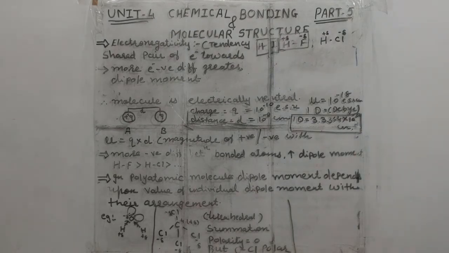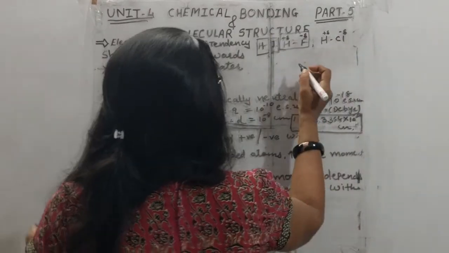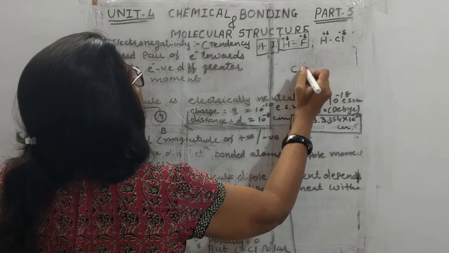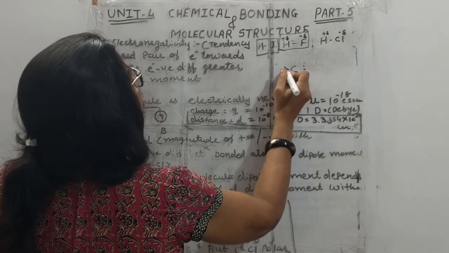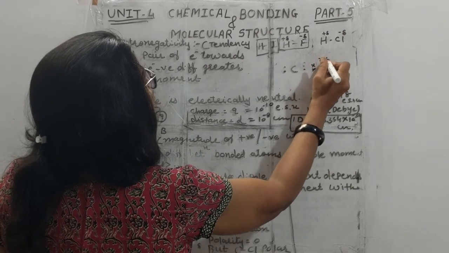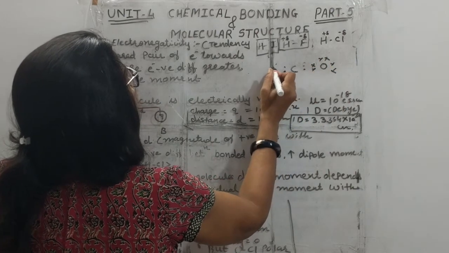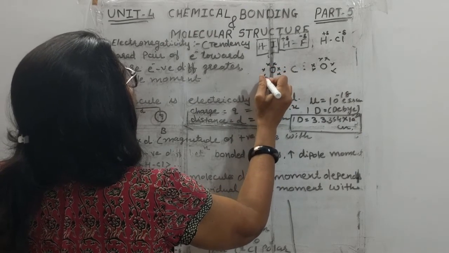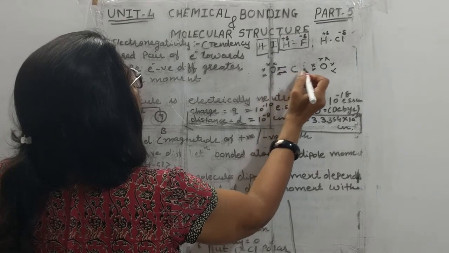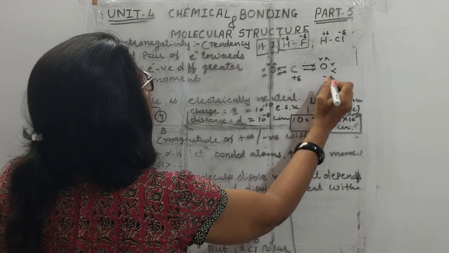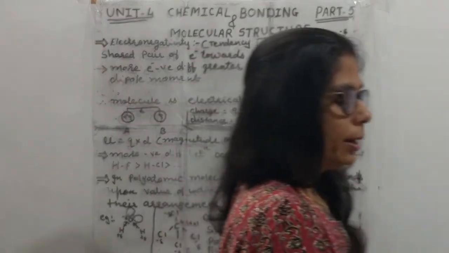So if we take the molecule of CO2, we'll take the example of C and oxygen. Carbon is partially positive and oxygen is partially negative.